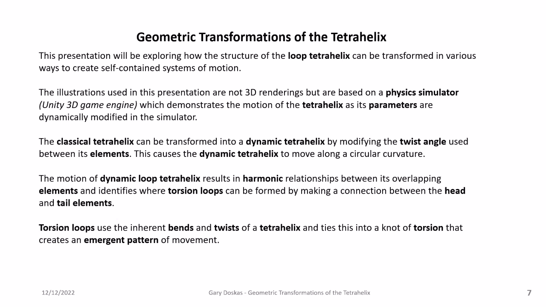So we can take the classical tetrahelix and transform that into a dynamic tetrahelix by modifying the twist angle used between its elements. And this causes a dynamic tetrahelix to move along this circular curvature. And the motion of this dynamic loop tetrahelix results in these harmonic relationships between the overlapping elements. And this identifies where torsion loops can be formed by making a connection between the head and tail elements. The torsion loops use the inherent bend and twist of the tetrahelix and tie it into a knot of torsion that creates these emergent patterns of motion.